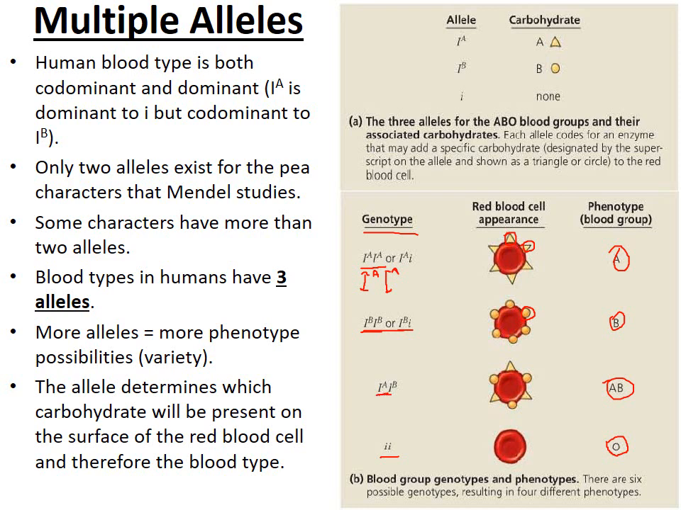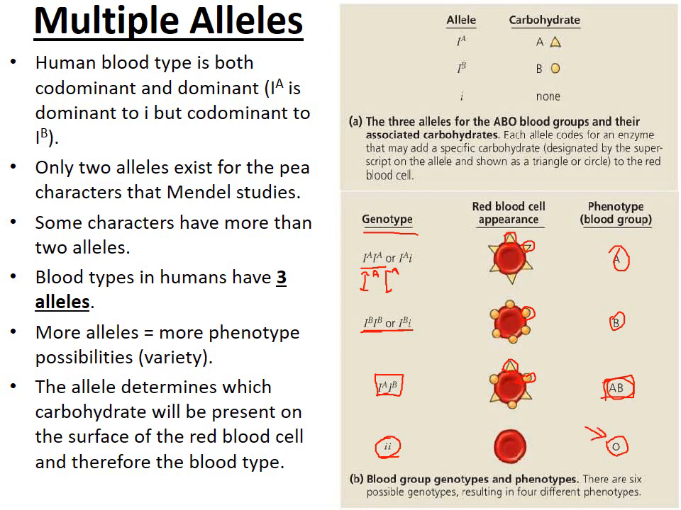Now, if you have, let's say, IA and IB, both of them together as your genotype, then you're going to have a little bit of both. You're going to have the circle and the triangle, and that'll give you type AB. And if you have little i, then you won't have any carbohydrates on the membranes of your red blood cell, and you'll be type O.